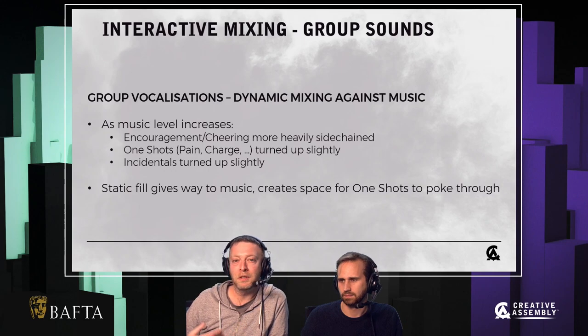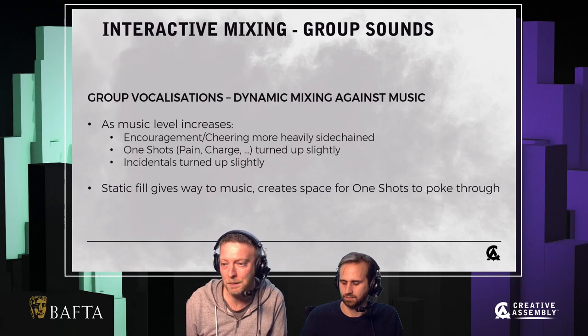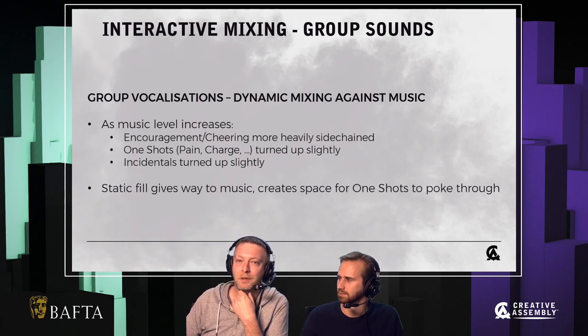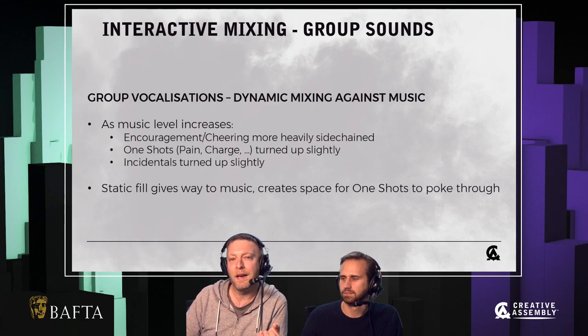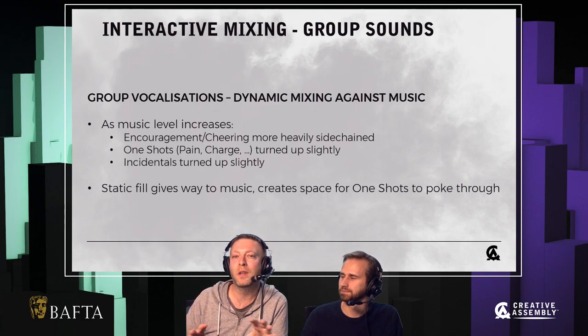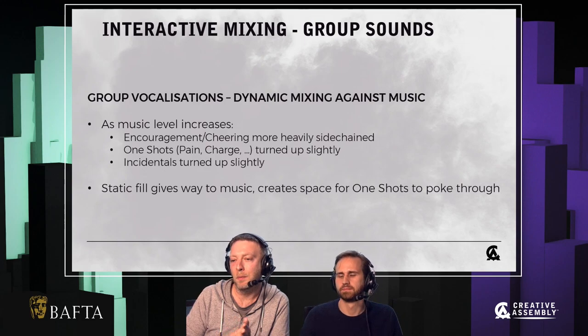So the music texture can change dynamically, the volume can change dynamically, and how do we massage the sound effects around the music and the music around the sound effects? Typically, as the music level increases, the continuous group sounds, like the encouragement, the cheering and the taunting, get quite heavily sidechained against the music. So you're removing all those continuous competing sounds against things like strings and brass when they don't need to be so important. Quite a distance away from the action, those sounds are getting lowered in the mix.